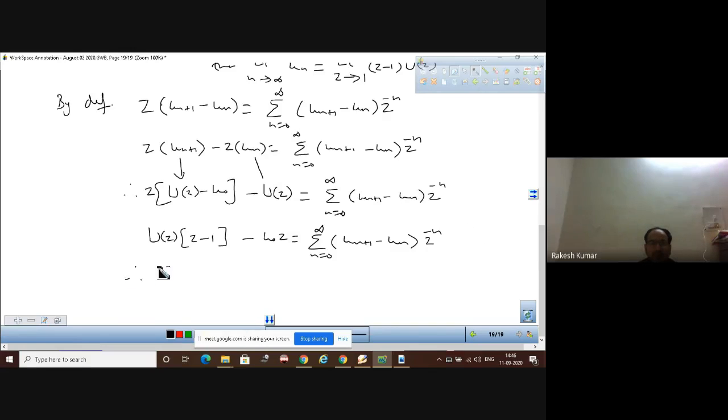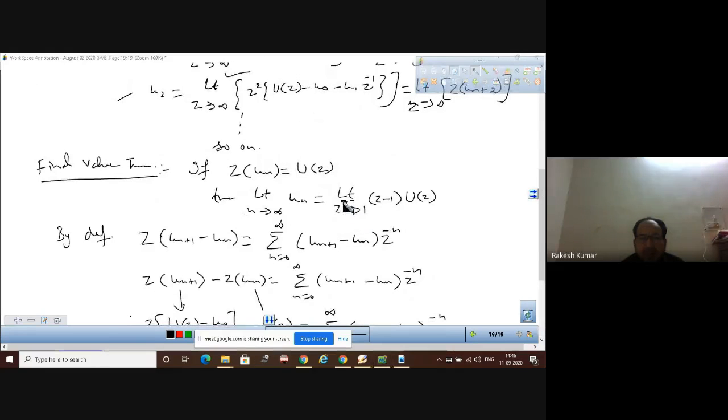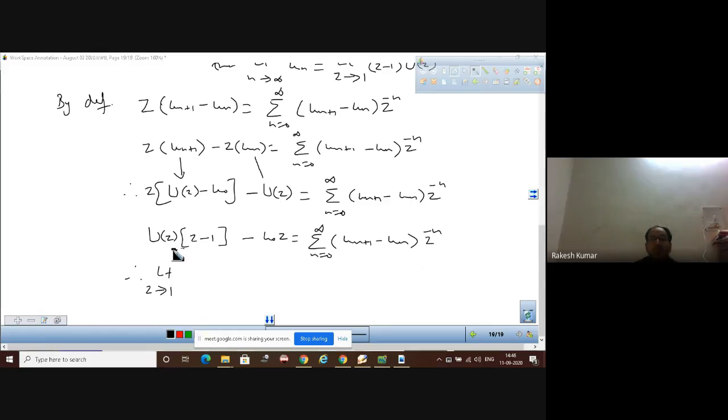Now, therefore, taking the limit as z approaches 1, because you can see the right hand side of the theorem is limit z approaches 1 of (z minus 1) U(z). That is why we are taking the limit as z approaches 1. On the left hand side, (z minus 1) U(z) stays as it is, and minus u naught into 1 is minus u naught. On the right hand side, the summation n from 0 to infinity of u(n+1) minus u(n), with z approaching 1, so z^(-n) gives 1.